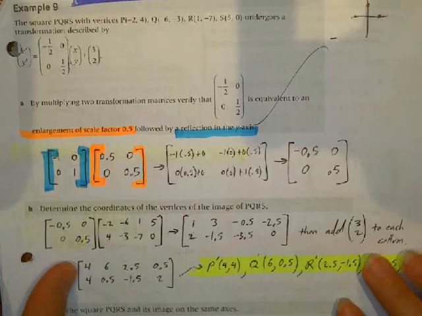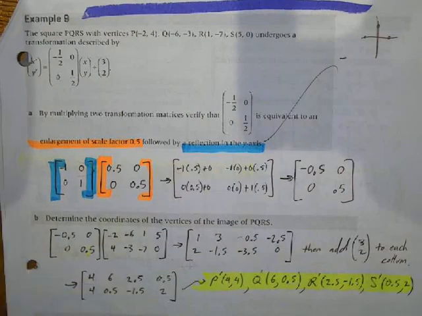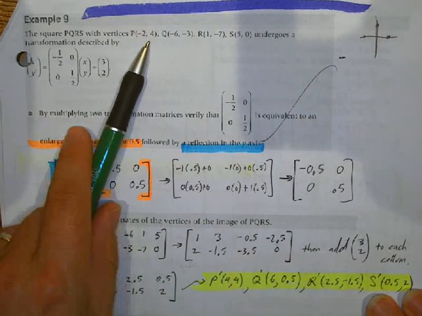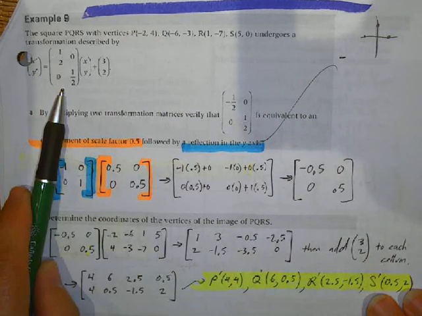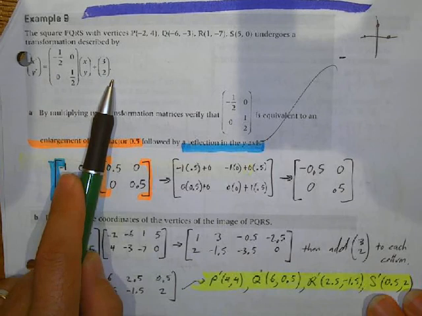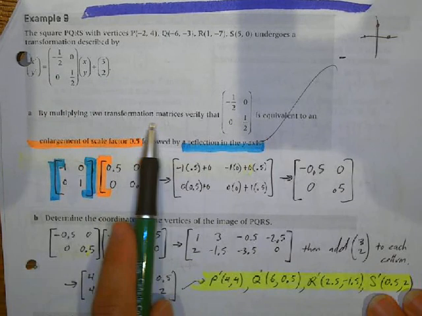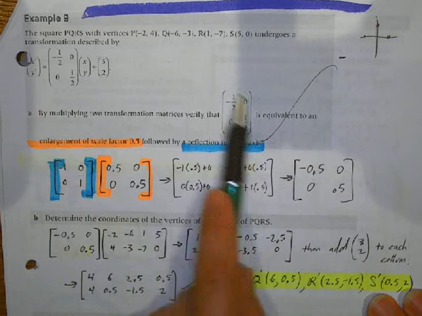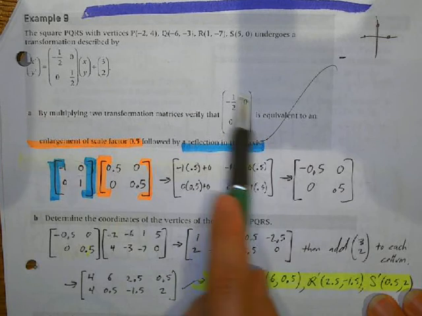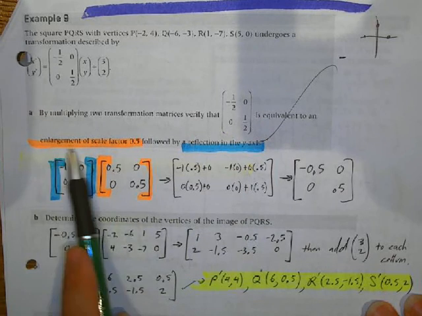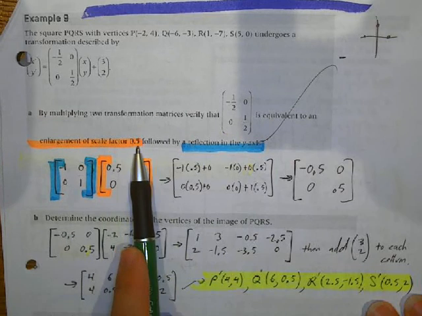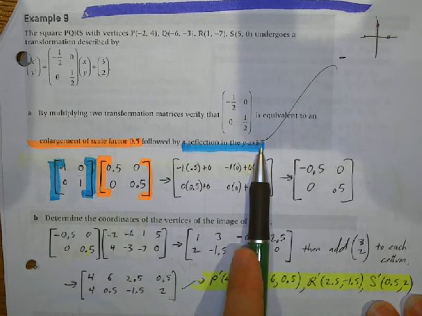Okay, now this is an example in your Oxford book. We've got a square with these coordinates, and it undergoes this transformation and this translation. So by multiplying the two transformations, show that this is going to be the transformation when we use an enlargement scale factor of 0.5 followed by a reflection on the y-axis.